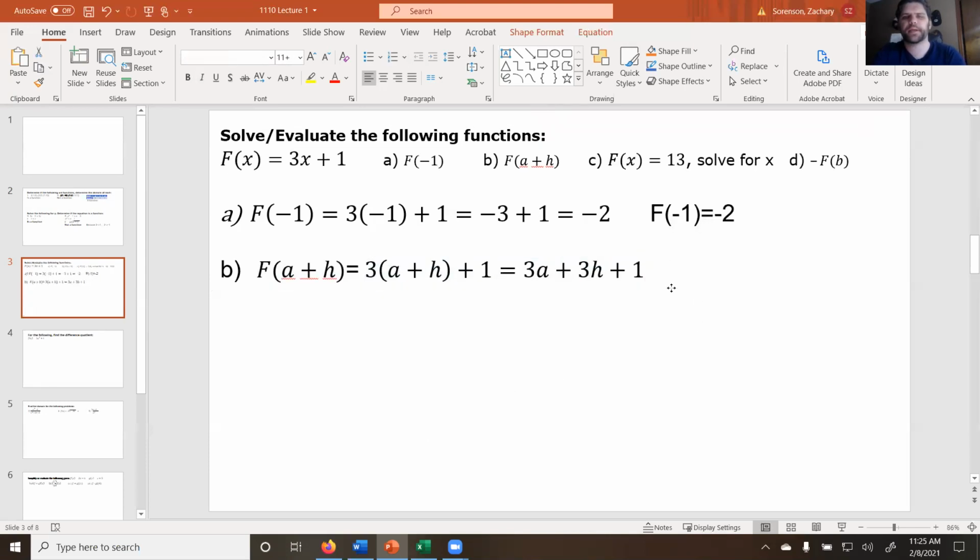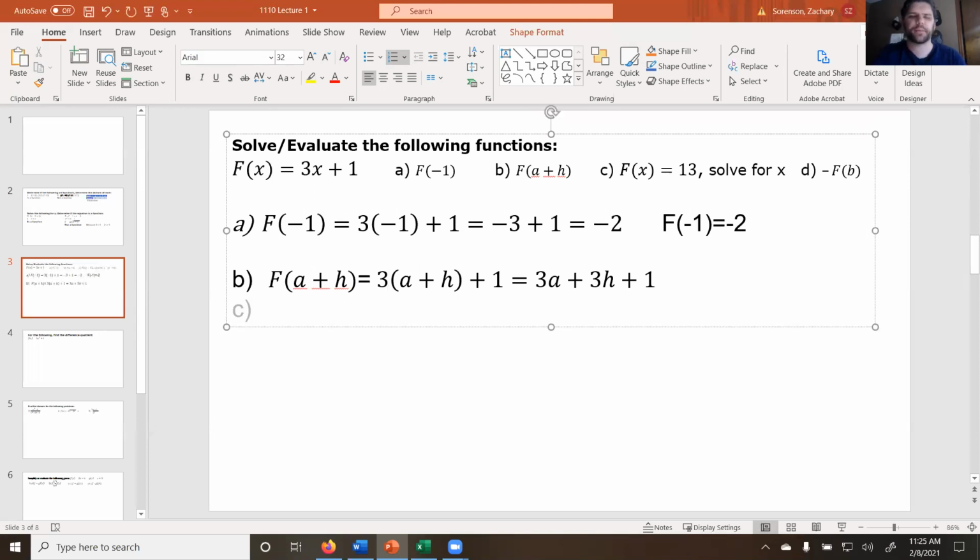And so we can't get into this habit of, oh, every time I have a function, I know exactly what I'm going to do. I'm going to throw this guy into the function and I'm going to simplify. Yes, again, that's what we're going to do the majority of the time, but not all the time. This one looks a little bit different.